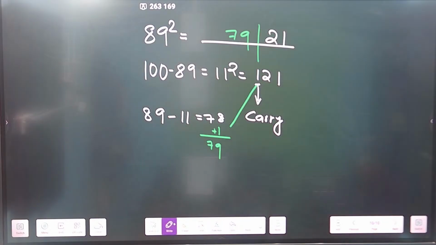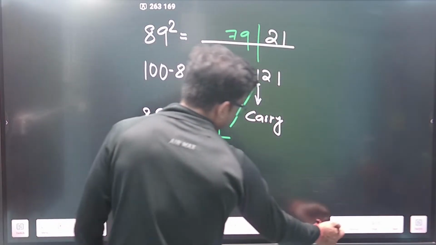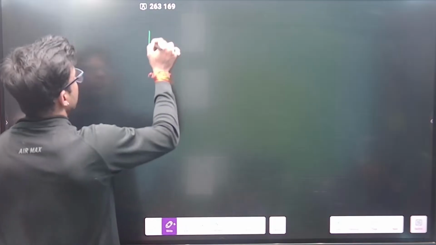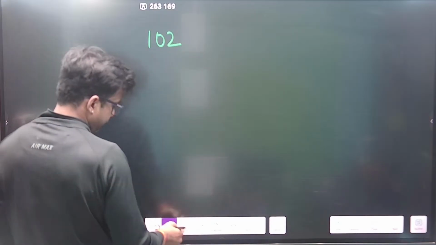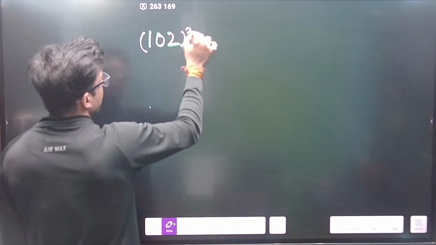These are the ways in which you can figure out the square of any number that you want. I'm not saying of a single number, of any number that you want. Suppose you want to figure out the square of 102. How can you figure it out?